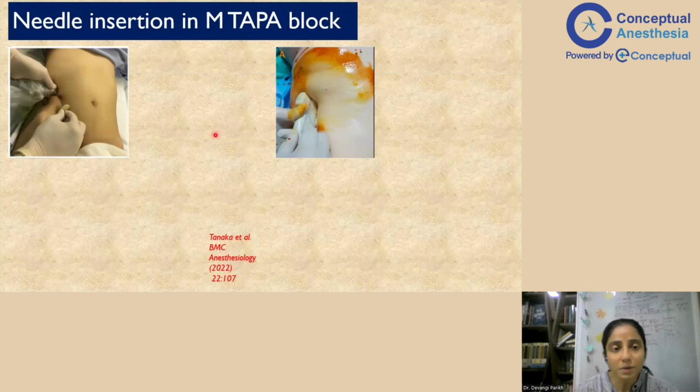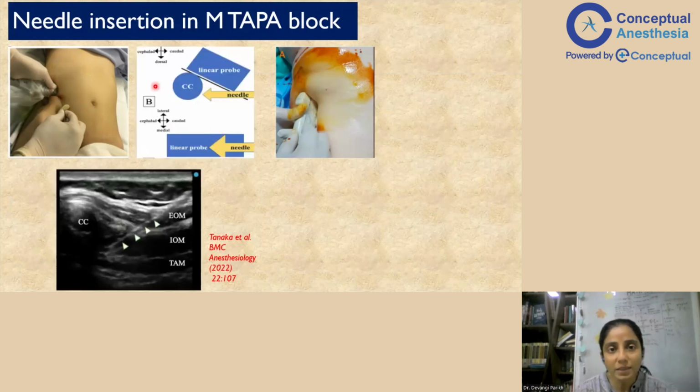Now, the problem is that if we place the probe like this, then we can have a needle insertion from the caudal to the cranial direction, and it can be an in-plane needle insertion like this. Considering this is cranial, this is caudal, and this is an in-plane needle insertion, all right? And this is where the drug is deposited.